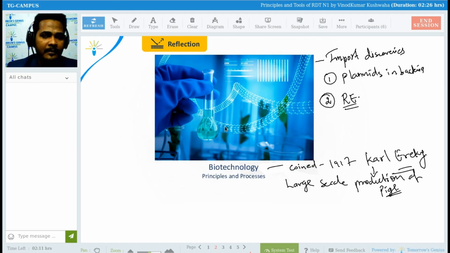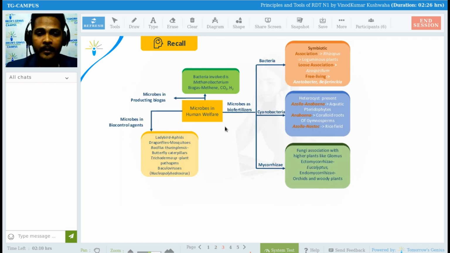Now our topic is biotechnology principles and processes, so we will learn what biotechnology is, and we will also learn the actual processes and how we can manipulate them in this chapter.